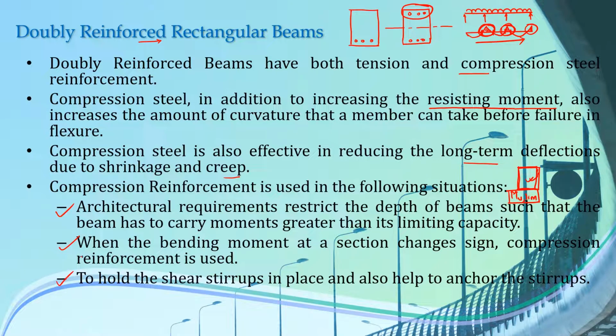Similarly, compression reinforcement is also required to hold the shear stirrups in place and also helps to anchor the stirrups. Generally, even in singly reinforced beams, as we have talked about in our previous lectures, there may be some bars in the compression zone also. But those bars are kept to a minimum and only perform the function of hanger bars. These hanger bars are used for the proper anchorage of shear stirrups and to hold the shear stirrups in place. So the more compression reinforcement there is, the more tied up we can make our shear stirrups to these bars here.